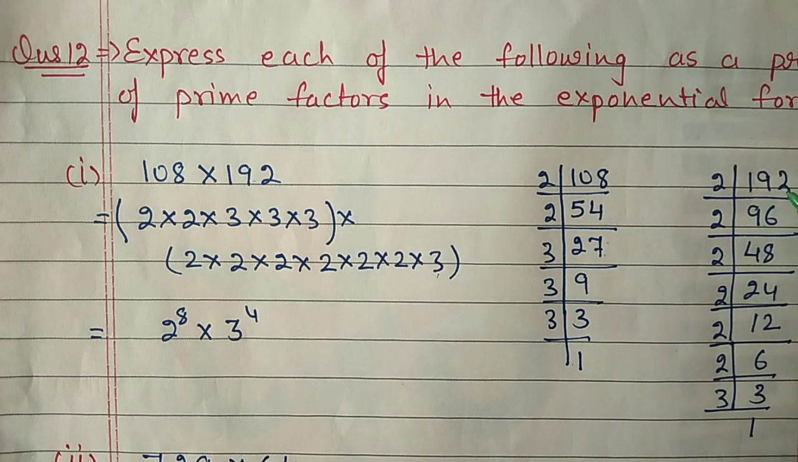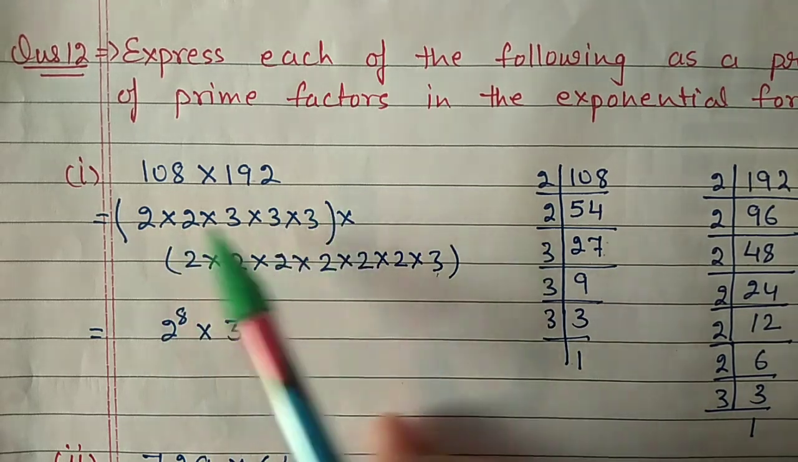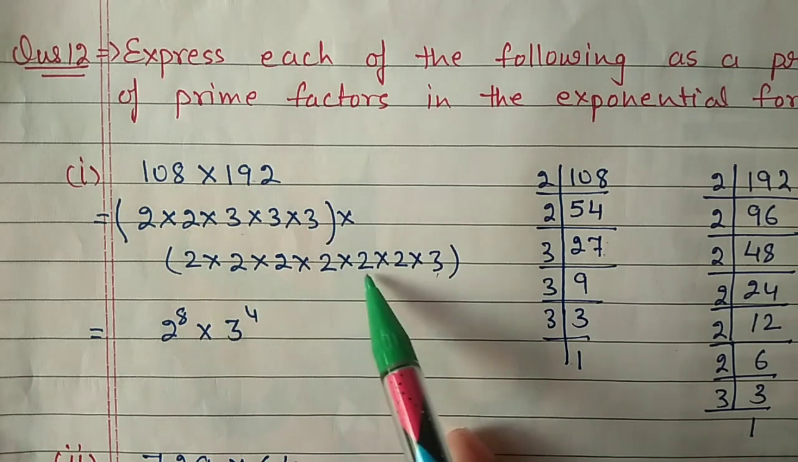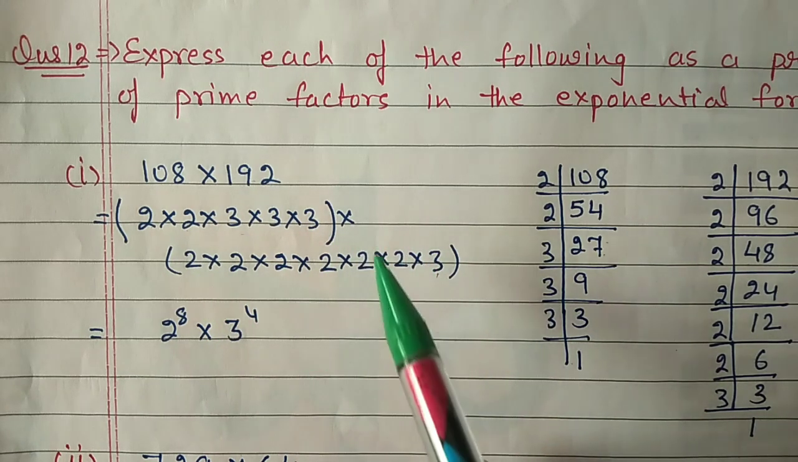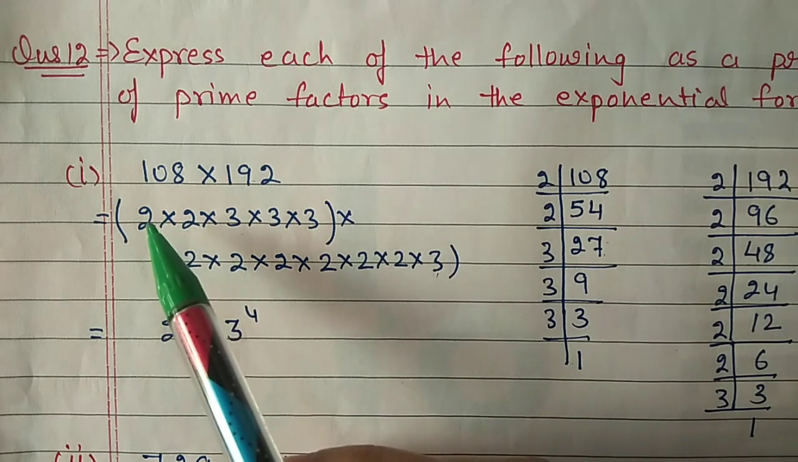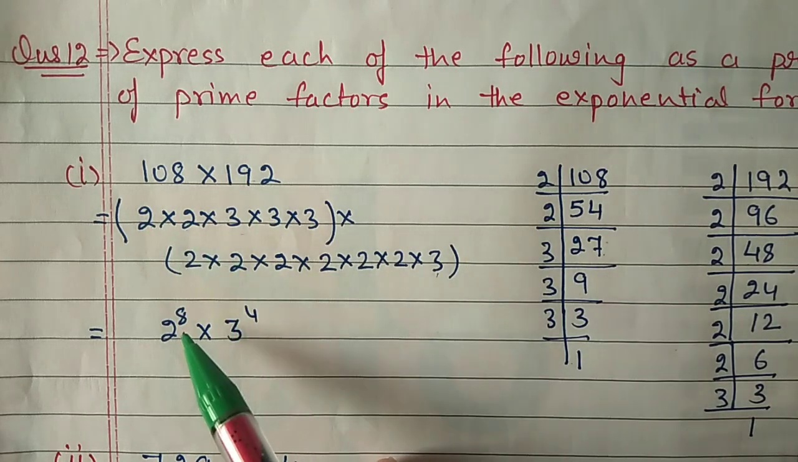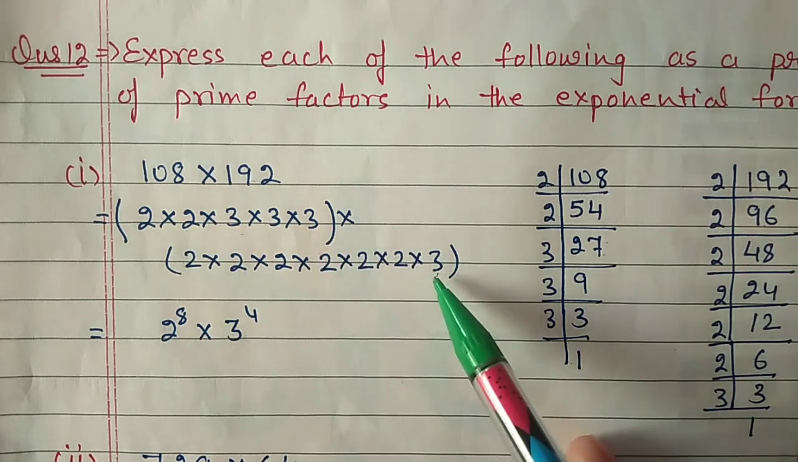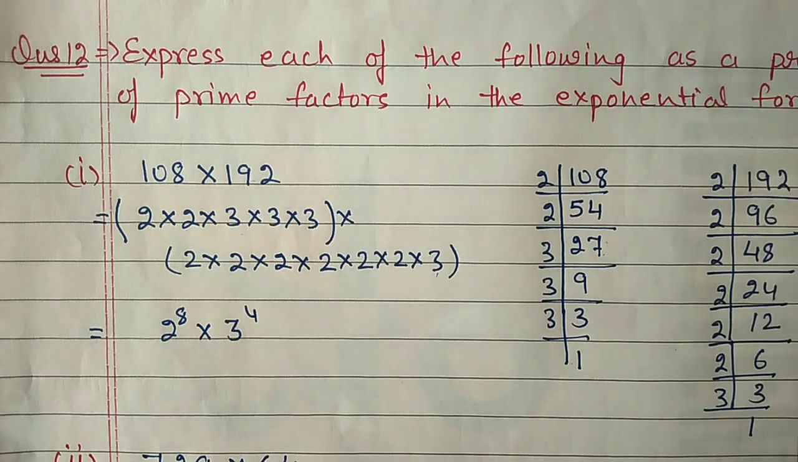Similarly for 192 also we will do the factorization. 2 96, 2 48, 2 24, 2 12, 2 6, 2 3 and 3 1 time. So first we are getting 2 two times, 3 three times. Second we are getting 2 six times and 3 one time. Now combine all the 2's. So we have 2 two here, 6 here, so total will be 2 to the power 8, and 3 three here, 1 here, so total 4, so 3 to the power 4. This is your answer.